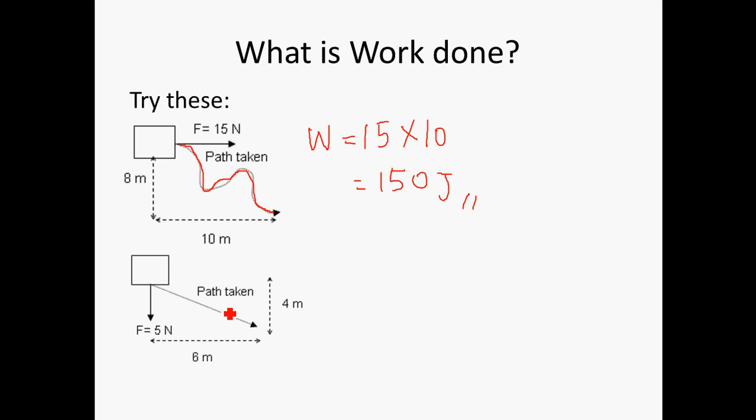So once again, the path taken is going down like that, but the force in this case is going down. Although the object moves diagonally down in this direction, I'm not interested in any motion to the right. Instead, I'm interested in the motion down, because the force is going down, the motion down is more important. So the motion down is only 4 meters. So the work done will be 5 times 4, which gives you a 20 joule work done.